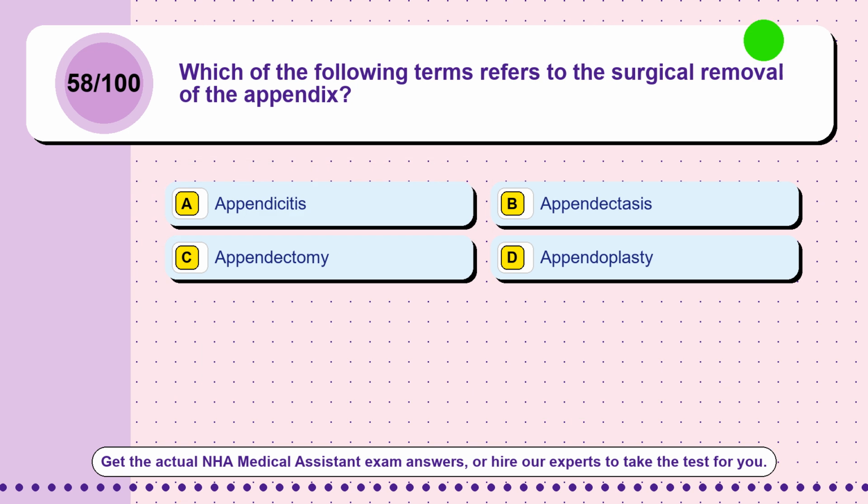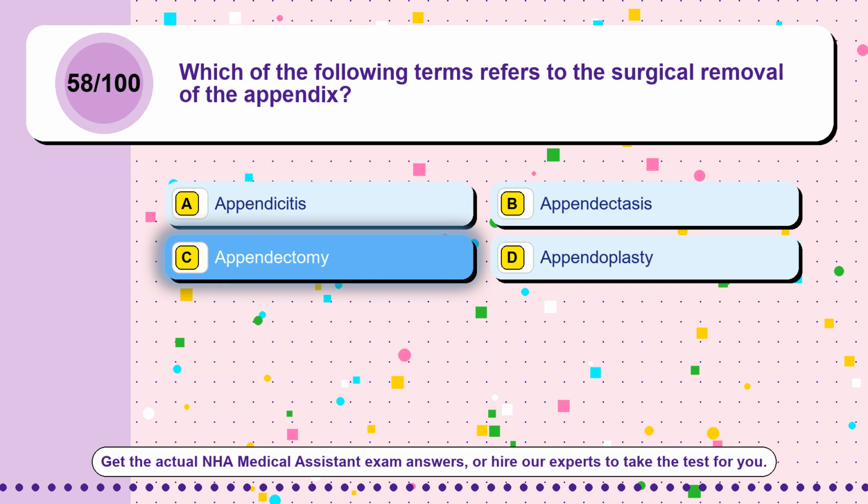Question 58. What type of vessel contains valves to prevent the backflow of blood as it travels back toward the heart? Option A, artery. Option B, capillary. Option C, vein. Option D, arteriole. The correct answer is option C.